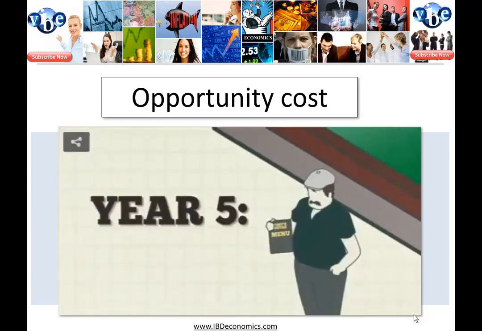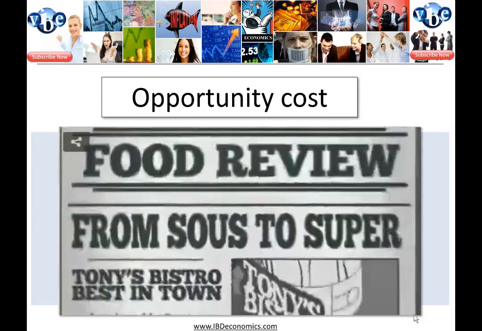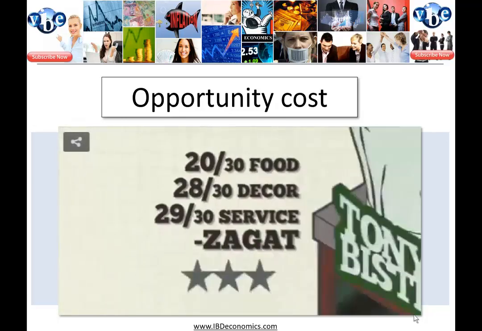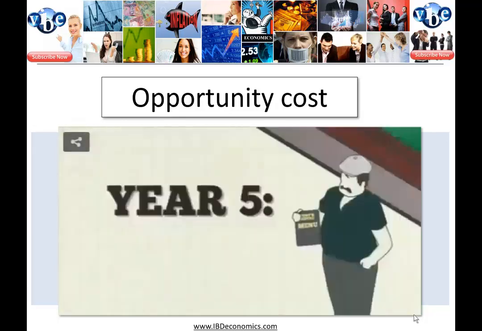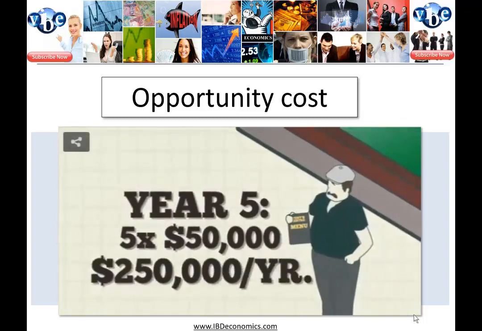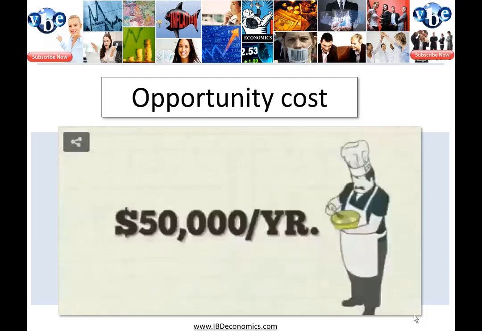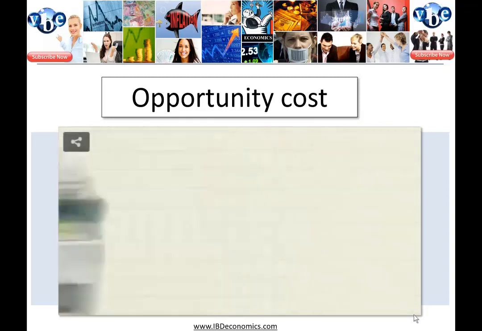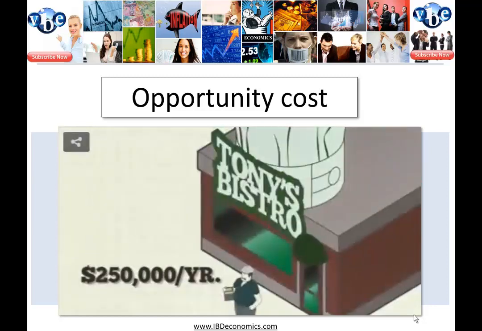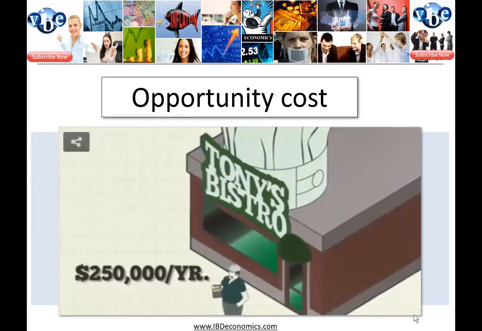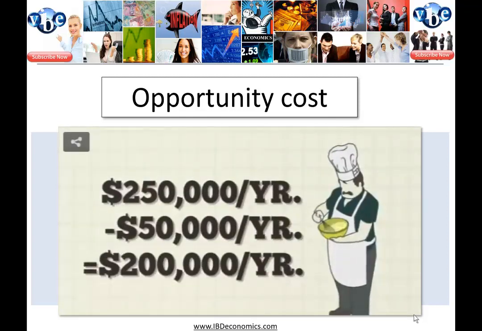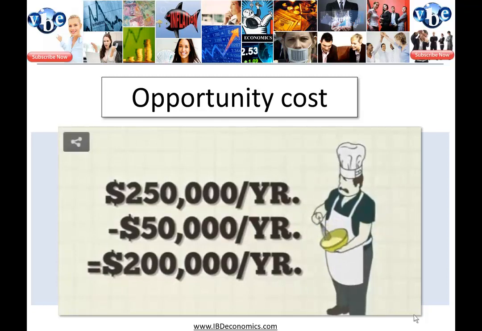$150,000. Suddenly, in year 5, Tony's Bistro starts receiving rave reviews from food critics and earning top rankings from Zagat and Michelin. Business is booming, and he is making 5 times as much as he made at his old job, or $250,000 a year. He realizes that if he was still working as a sous chef, his opportunity cost would now be $200,000 a year. Although Tony sacrificed income and his opportunity cost was high in the short term, in the long run, his opportunity cost would have been higher if he had not opened his own restaurant.